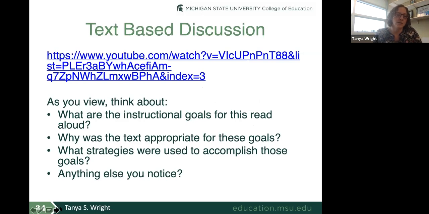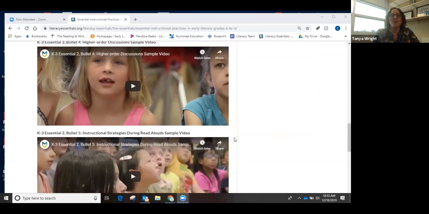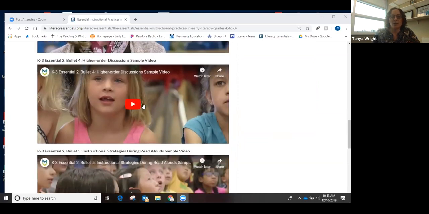Okay. So take a look at what this might look like in a kindergarten classroom, and this is one critical way that we can support kids' comprehension. Okay, so as you're going to watch this, you're going to be thinking about what was the teacher's instructional goal? Although I kind of just told you. Is this text appropriate? And also take a look, even though we're just going to watch for a few minutes, at what instructional strategies the teacher was using to support those goals.